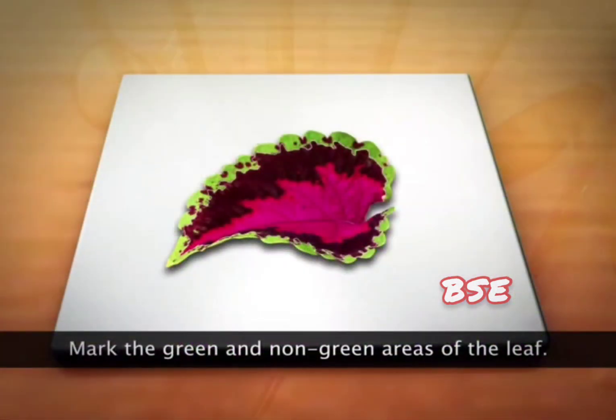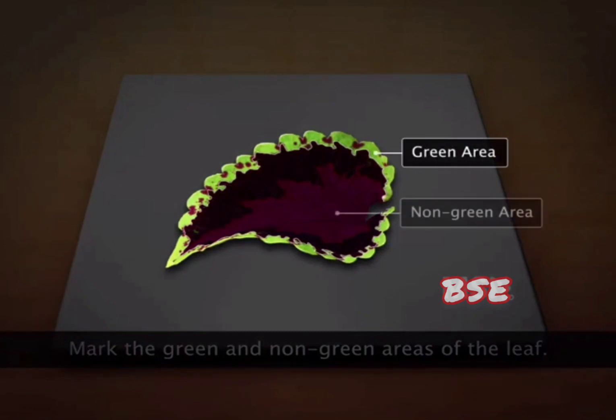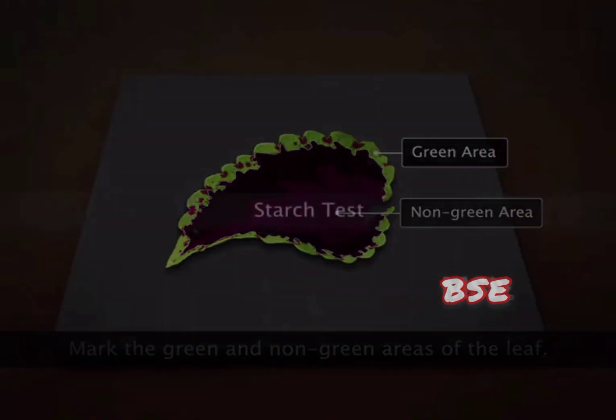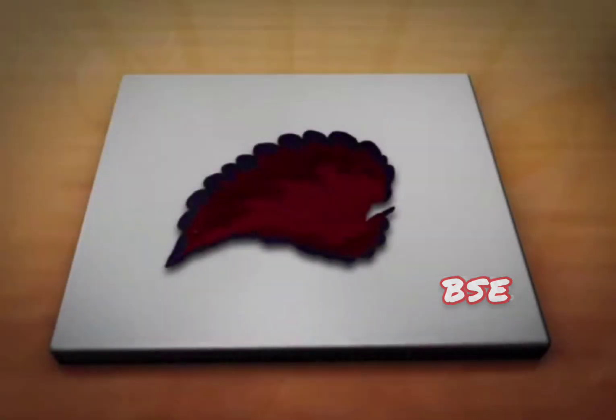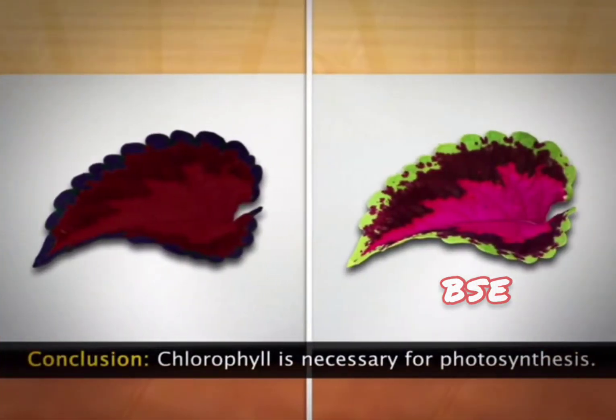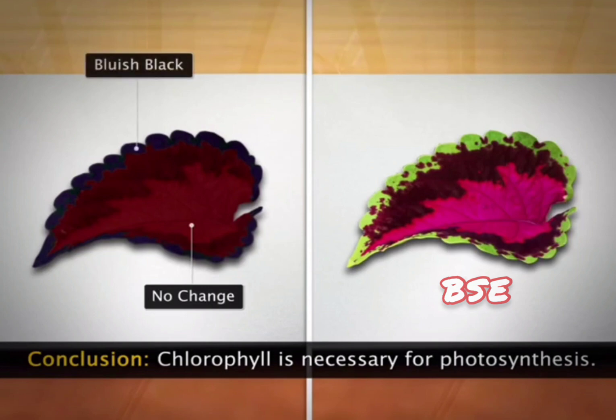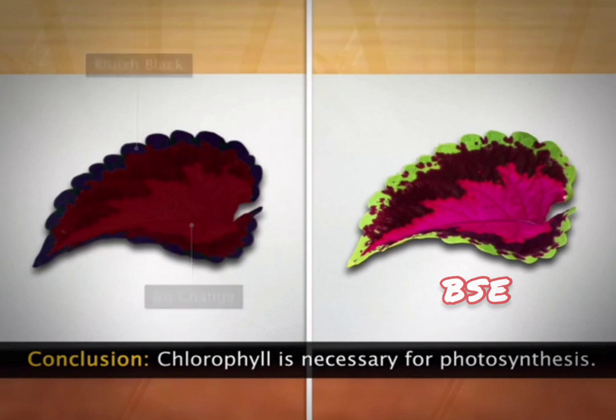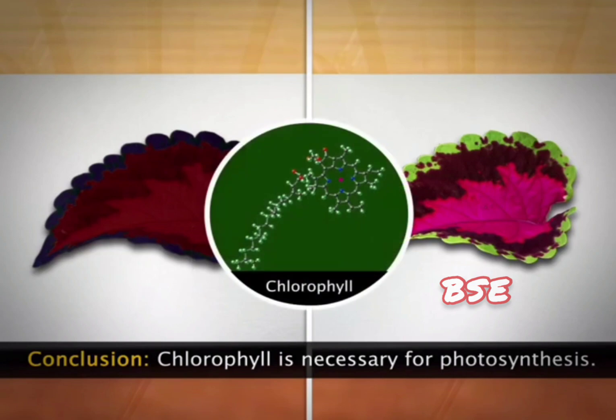Pluck a leaf off a coleus plant. Mark the green and non-green areas of the leaf and then perform the starch test on it. You will observe that the non-green areas of the leaf test negative for starch, whereas the green areas show bluish-black color. This indicates that the green part of variegated leaves carried out photosynthesis. Photosynthesis was possible only because of the presence of chlorophyll in the green parts.